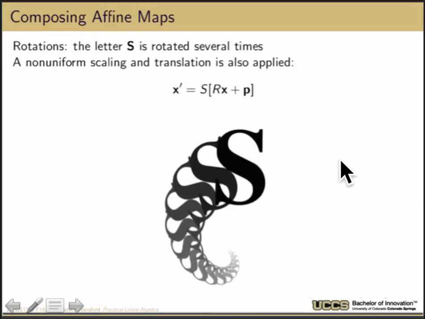We can be doing that and at the same time scaling them, so you can get some simple shapes by doing a non-uniform scaling and translation. So we're going to apply a rotation matrix, add in a point, and then scale that by a matrix, and we get a sequence of transformations.